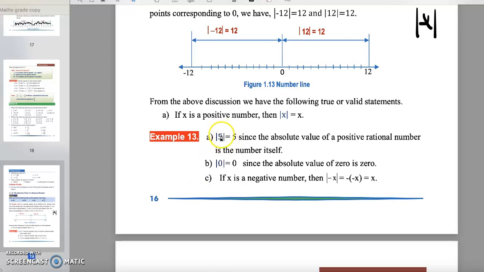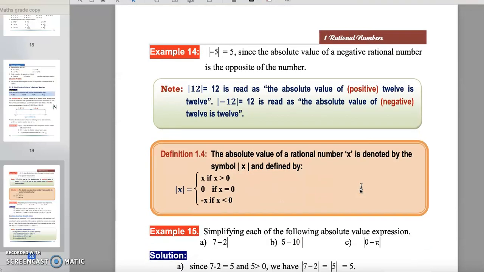In this case, absolute value of 5 is 5. Absolute value of 0 is again 0. If x is a negative number, then its absolute value is positive, because x inside absolute value means minus times minus x, which becomes positive because minus times minus is positive. Negative times negative is positive. So any negative number or positive number inside absolute value becomes positive.